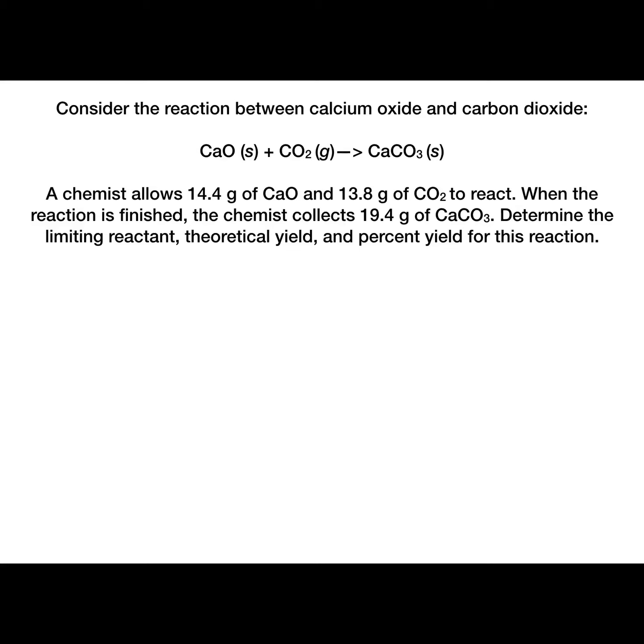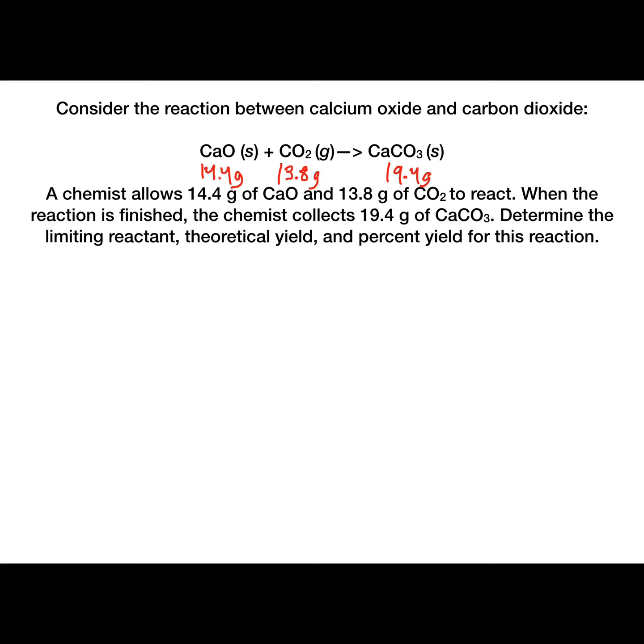Okay, so first let's label our equation. So we have 14.4 grams of our calcium oxide, 13.8 grams of our carbon dioxide, and 19.4 grams of our calcium carbonate. Okay, so first let's deal with our 14.4 grams. So using our 14.4 grams of our calcium oxide, let's see how many grams are produced of the calcium carbonate.